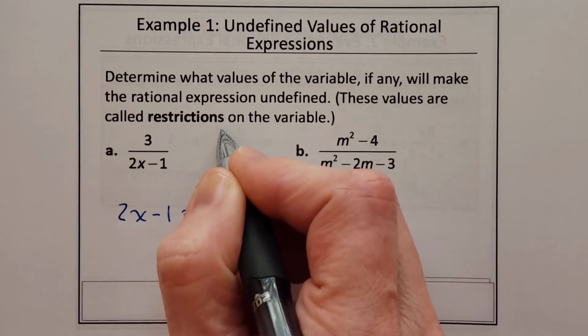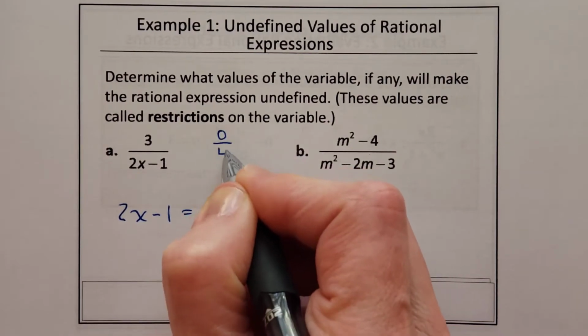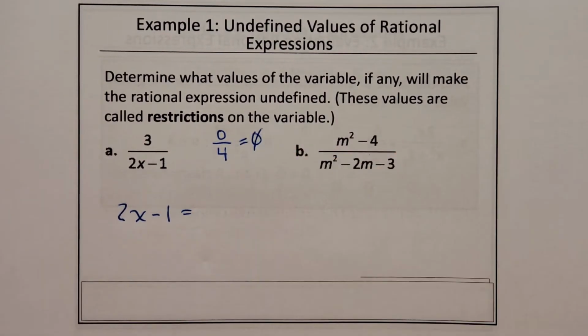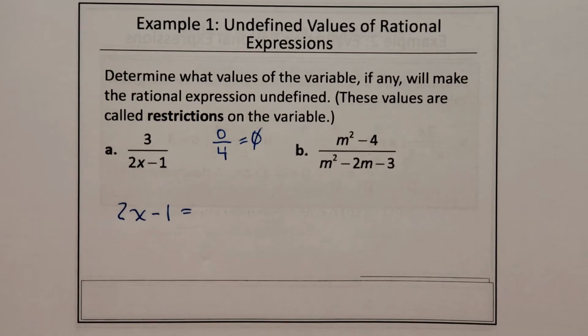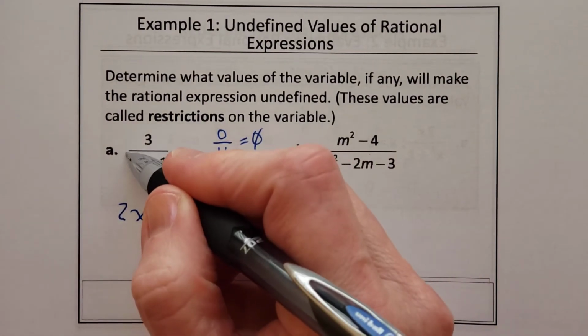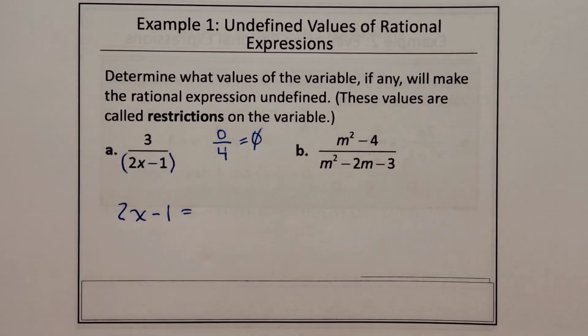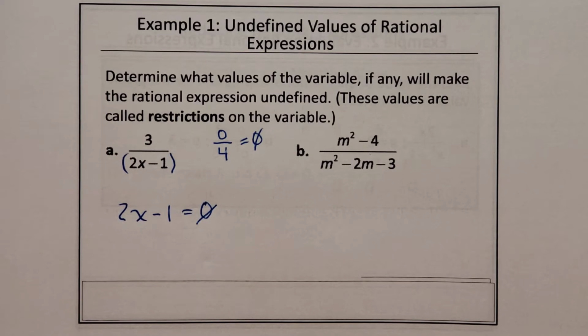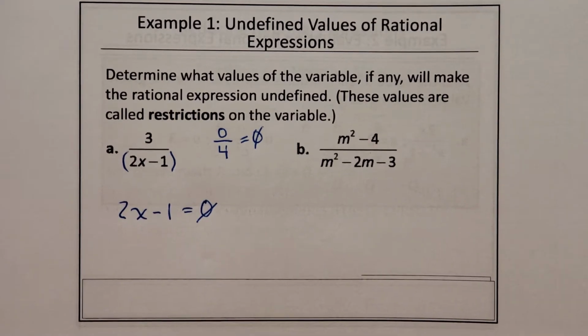Now, can you have 0 divided by a number? If you type that in your calculator, it will tell you the answer is a real number. It's 0. So it doesn't matter if the numerator is equal to 0. It only matters if the denominator equals 0. And if it does, the value is undefined. So that's why we're taking the denominator only. We're setting it equal to 0 to find out the restrictions of the value of x.